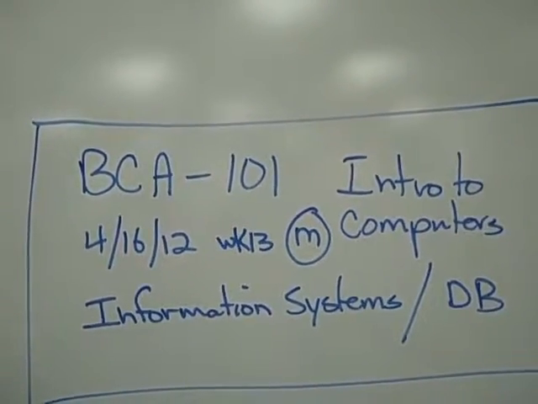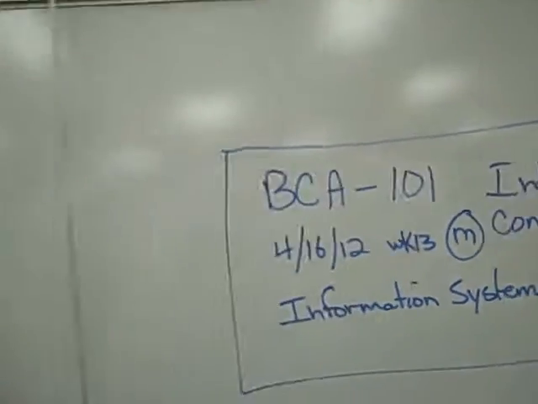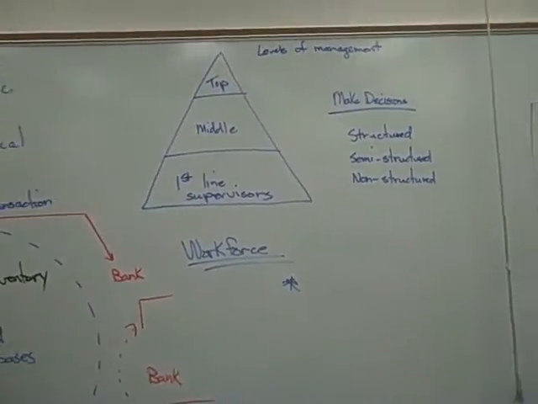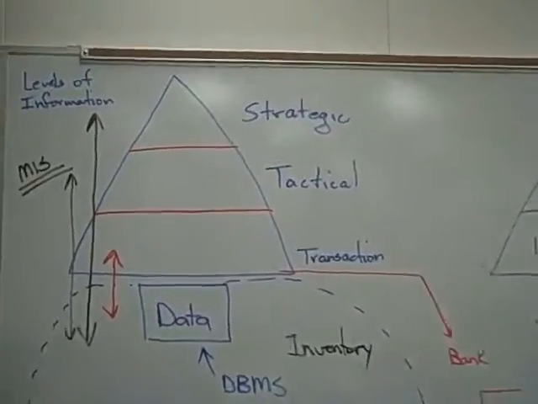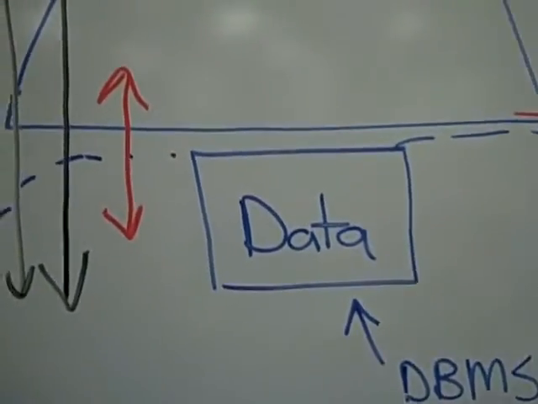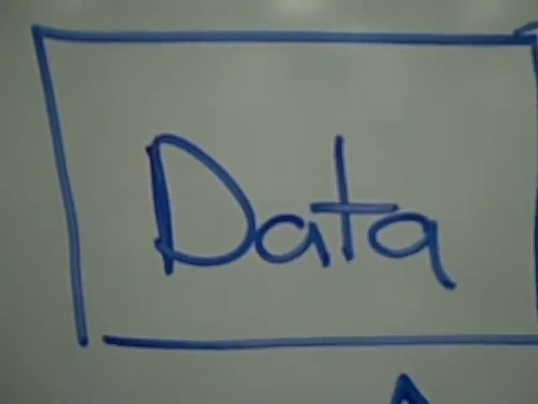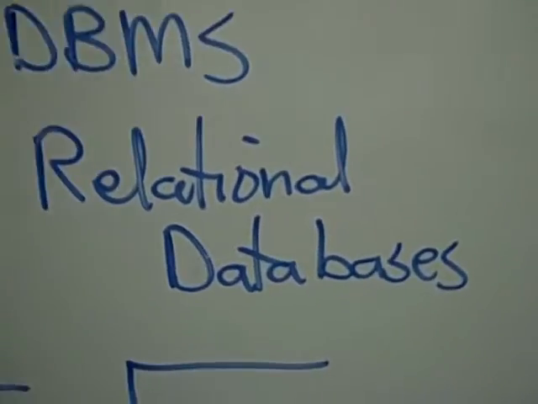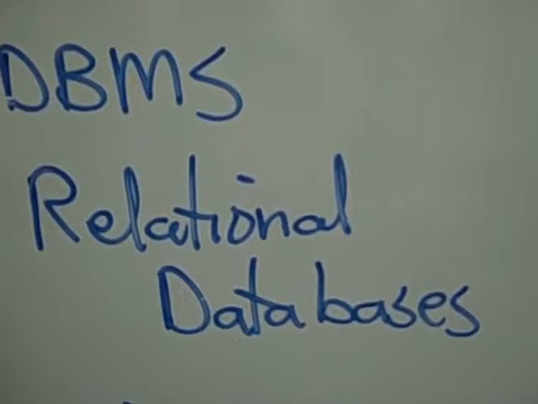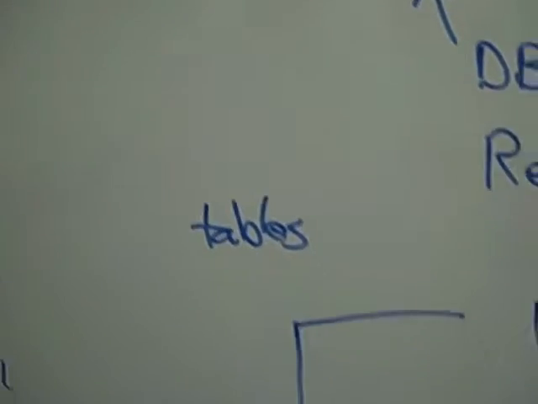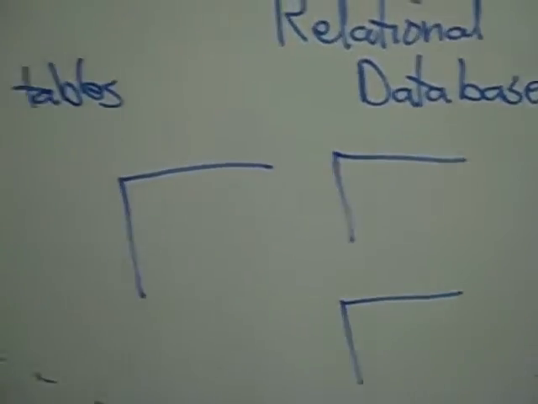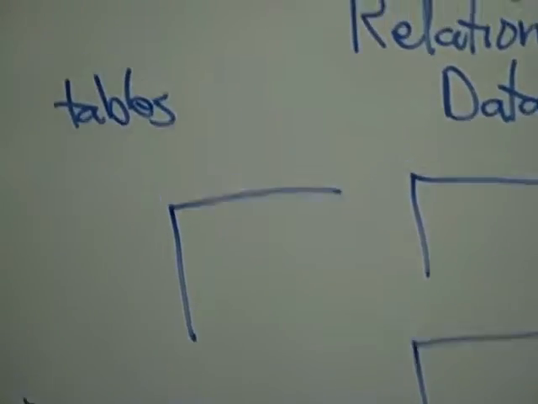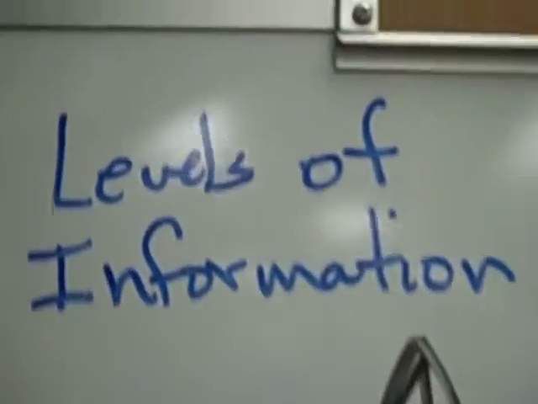Today we spent the first part of class going over some information systems, and then we spent the second half of class actually looking at database work. So we started out here actually talking about data managed by a database management system, and the type we're going to look at in this class are called relational databases, in which we have multiple tables and we pull data out of the tables and create information.